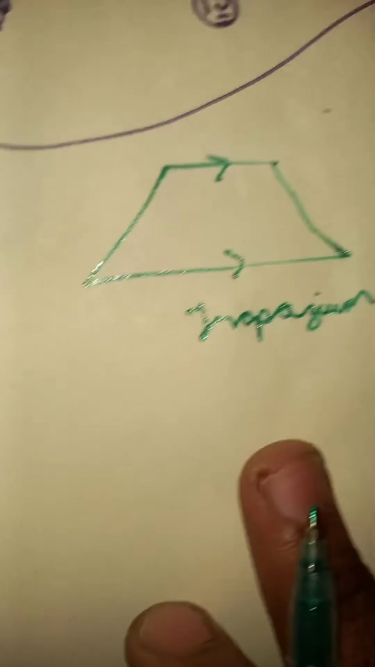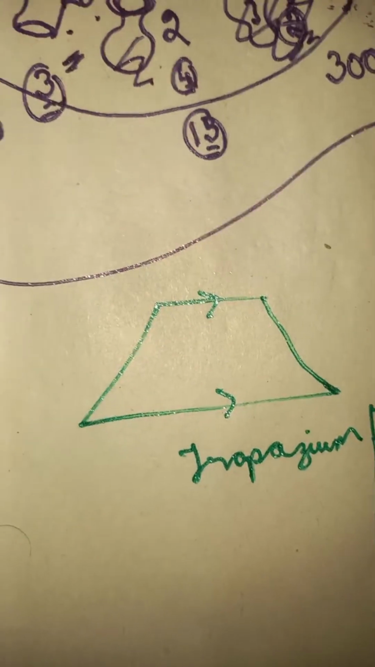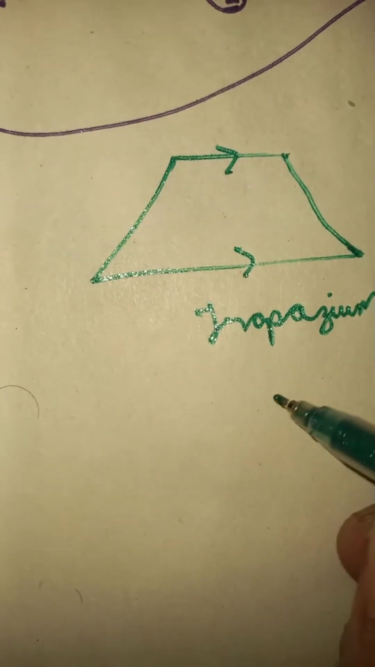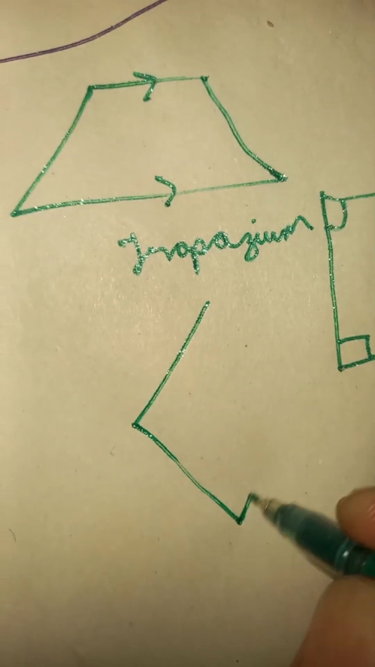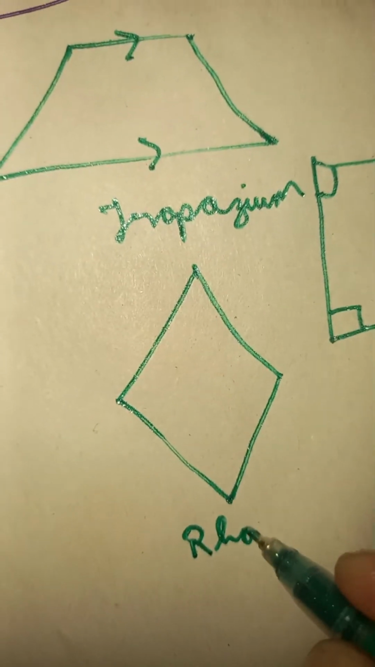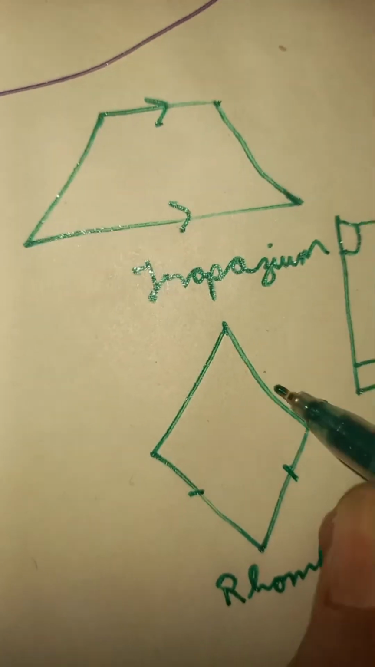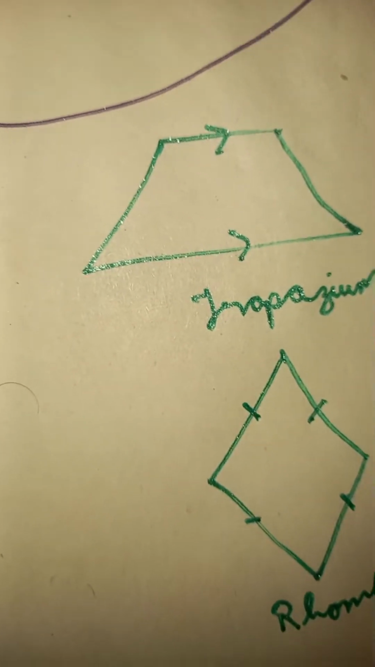Next, I'm going to tell one more parallelogram. That is one more shape. That shape is this one. That is rhombus. This shape is rhombus. Here, all four sides are going to become equal.